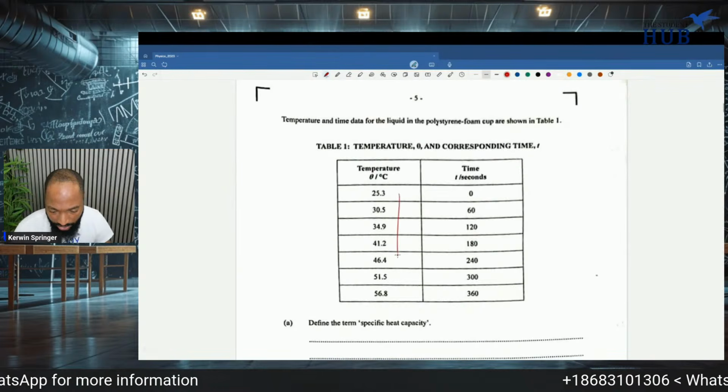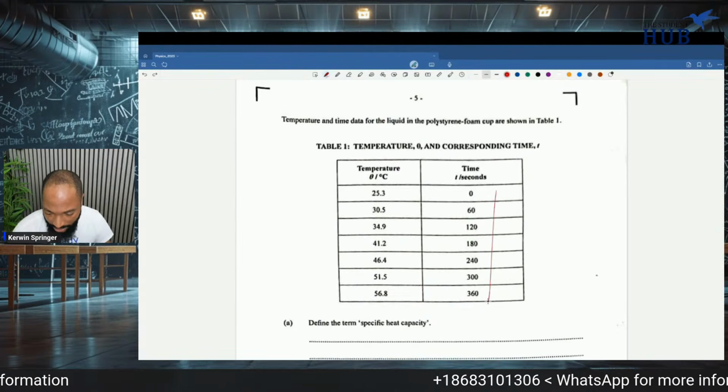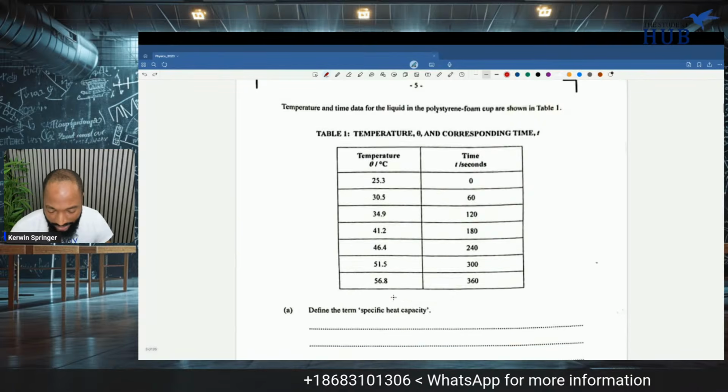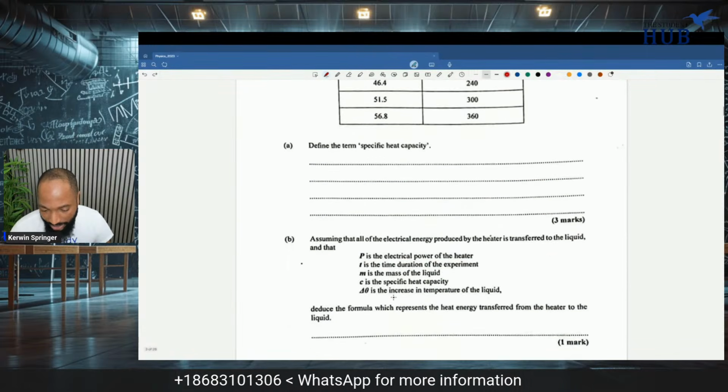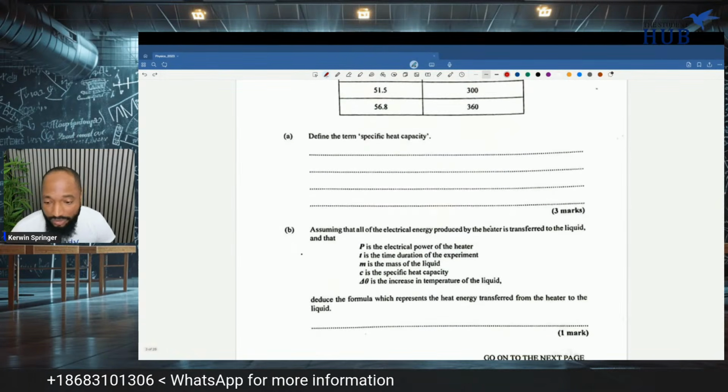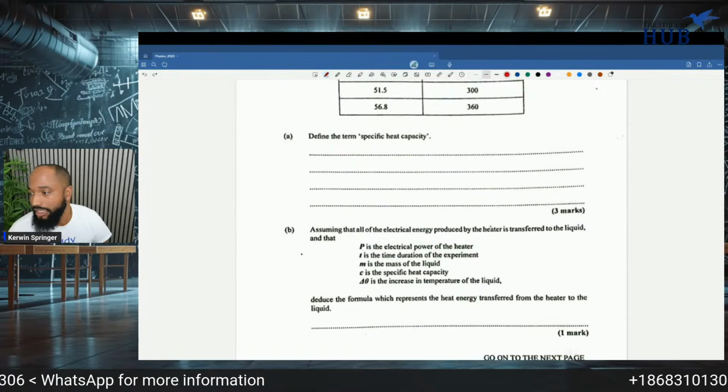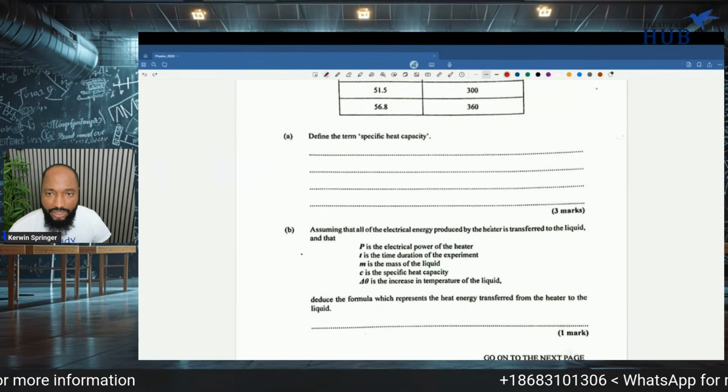So this is the temperature, and this is the time. So we're heating it up. Define the term specific heat capacity. So I'll let someone in the chat say that. What do we have for specific heat capacity? Chat, let me know. Let me make sure this thing is shared.